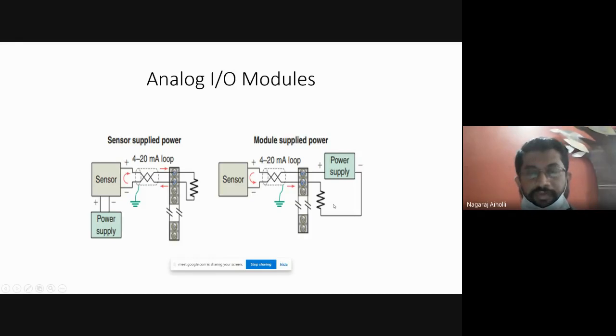It can be increased by applying the feedback signal using this form of circuit, which is called the feedback circuit or the loop circuit. Okay. So once the accuracy or the precision is increased, what will happen? You will get a very good signal at this input circuit of the PLC. Okay.